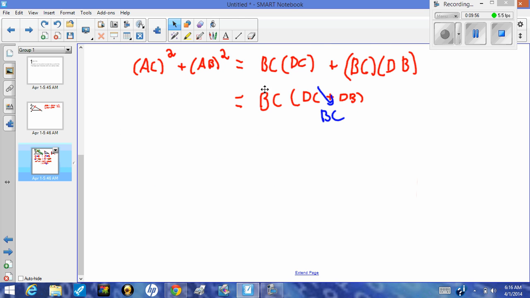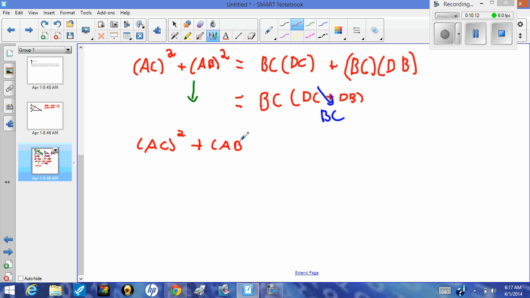Okay, so now we have AC squared plus AB squared. So let's go ahead and just bring this down. We're going to go AC squared plus AB squared is equal to BC times BC, which is BC squared. Now, we know that our Pythagorean theorem is a squared plus b squared is equal to c squared, and that's actually what we have here.